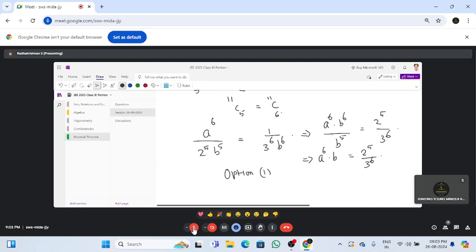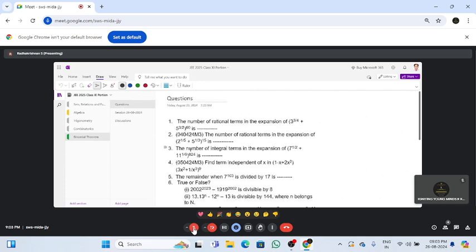Let us take a remainder problem. One remainder problem. We can use binomial theorem to find such remainders like this. Okay.